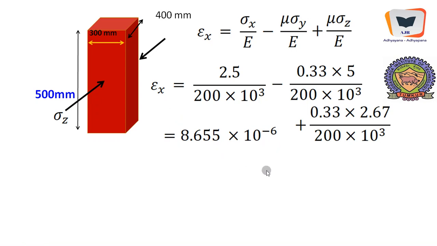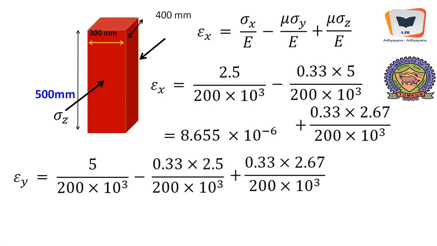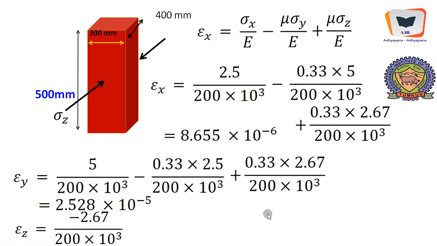Net strain along x direction is this much, and epsilon y in the same way, that is also tension, therefore 5 over 200 into 10 to the power of 3, and this is minus, this is not contributing. The stress along x is not contributing because that is also tension, plus anyway the stress along z is contributing for the increase in the dimension along y, therefore it becomes positive. Therefore net strain along y is 2.528 into 10 to the power of minus 5 upon simplification.